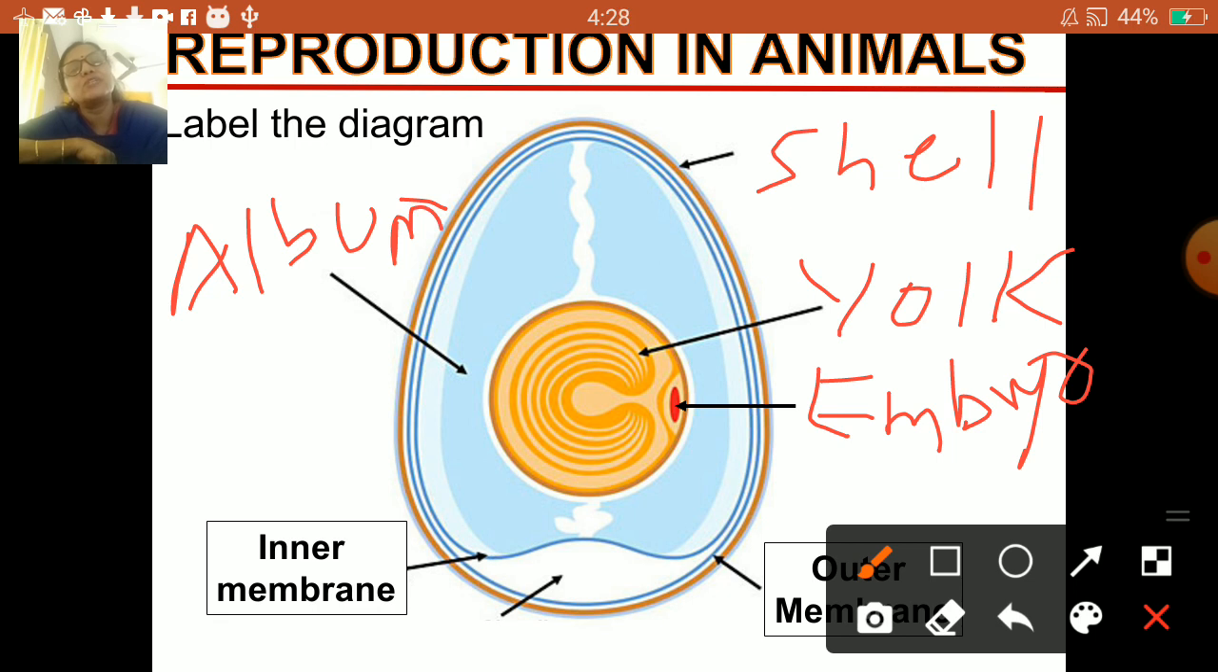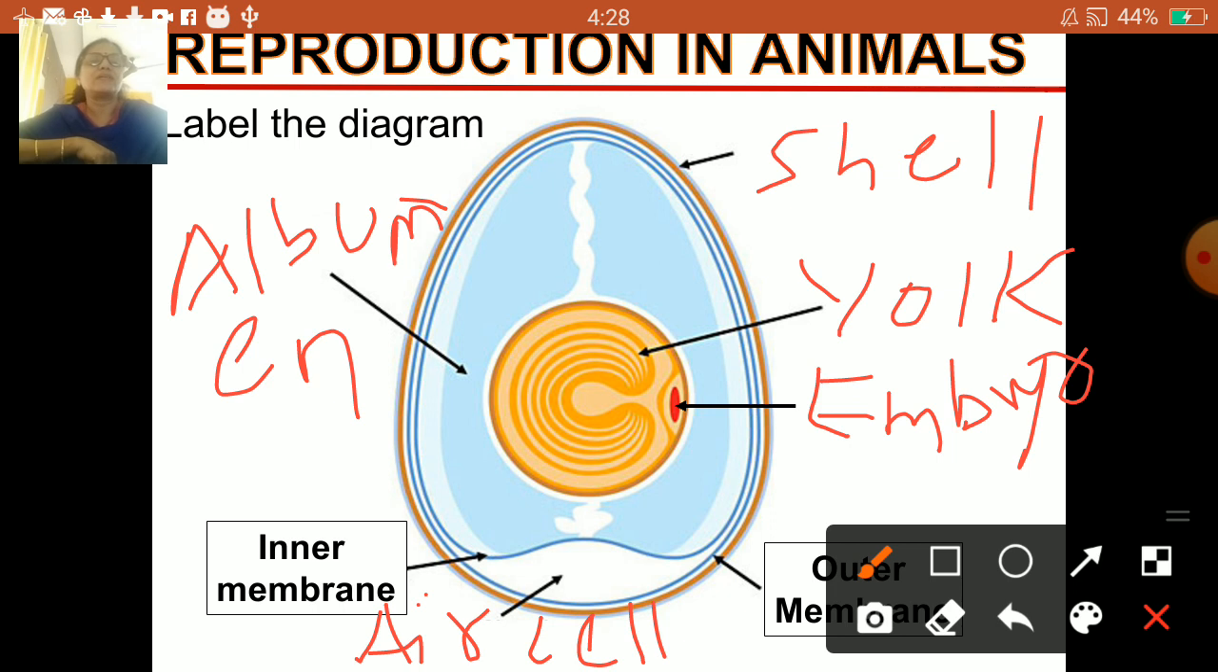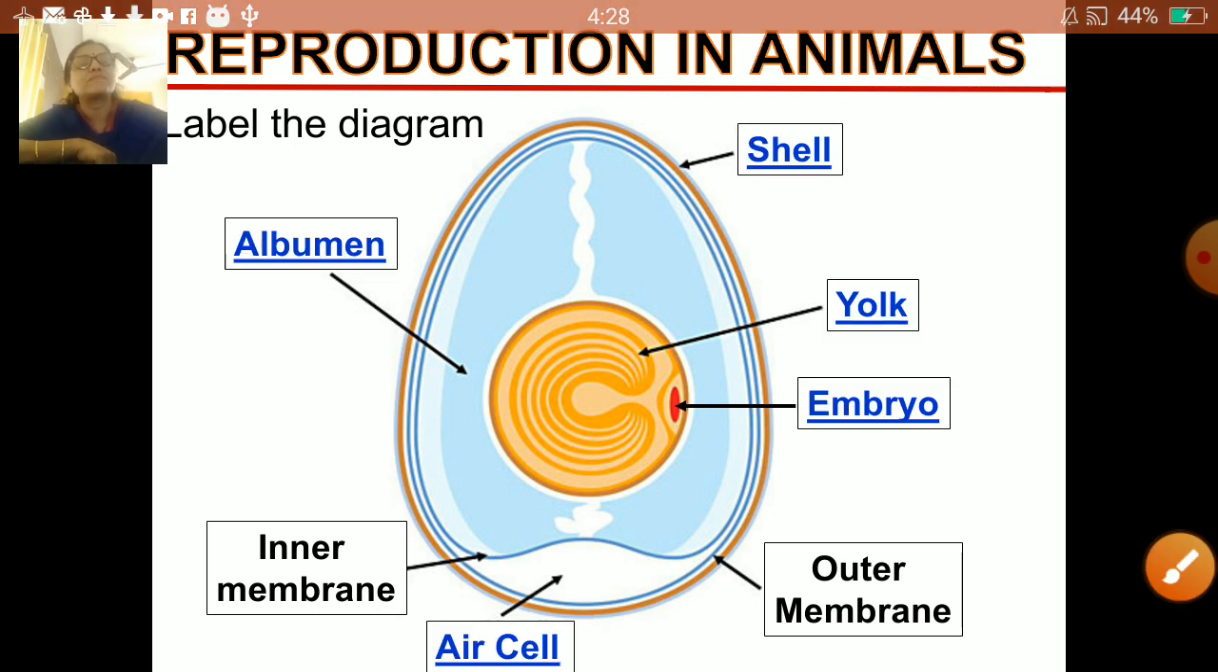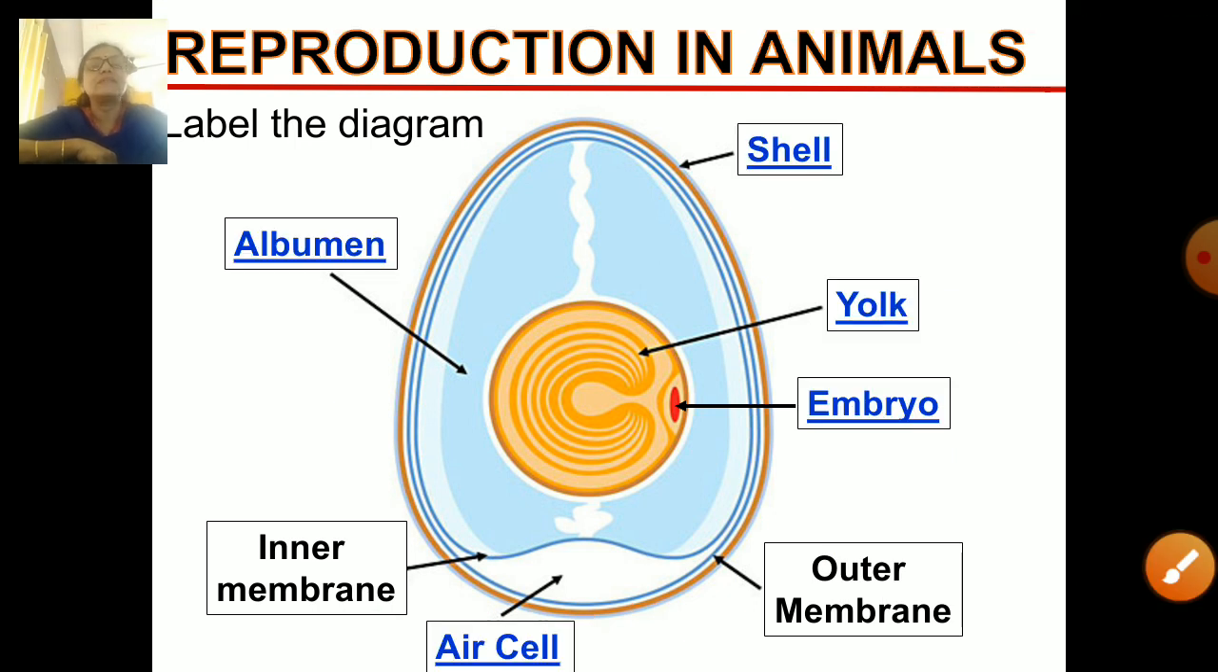I am also going to show you the slide with correct labels. Here I have done it, but it is not looking very well. It is difficult to write on this. Air cell. This portion is called air cell, right? So this is how you can label the diagram. See here. This is the diagram with labels.